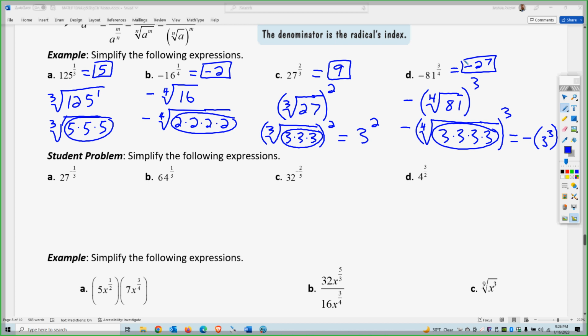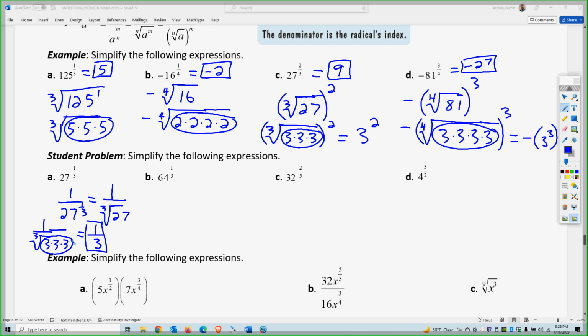Okay, student problems. There's a negative exponent here, and we need to account for that first. So this is 1 over 27 to the 1/3, right? Which is really 1 over the third root of 27, which is really 1 over the third root of 3, 3, 3. There are 3 of those, so 1/3 is the answer.